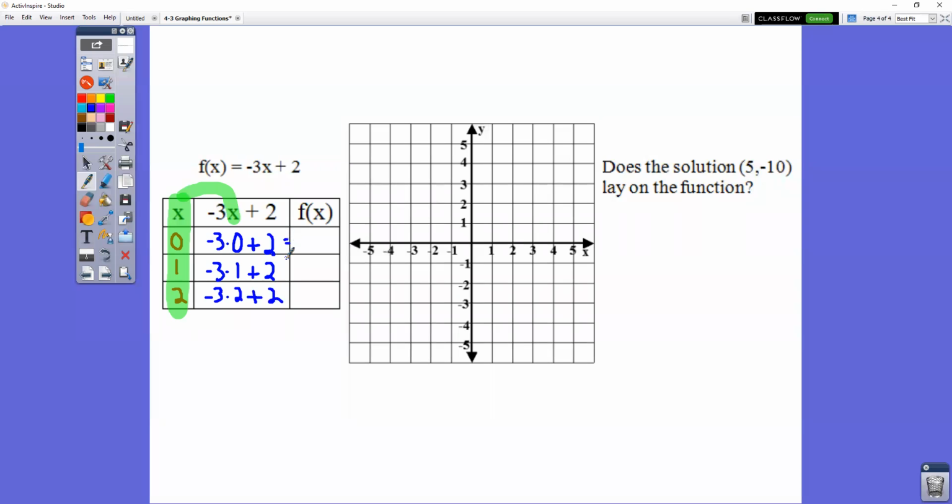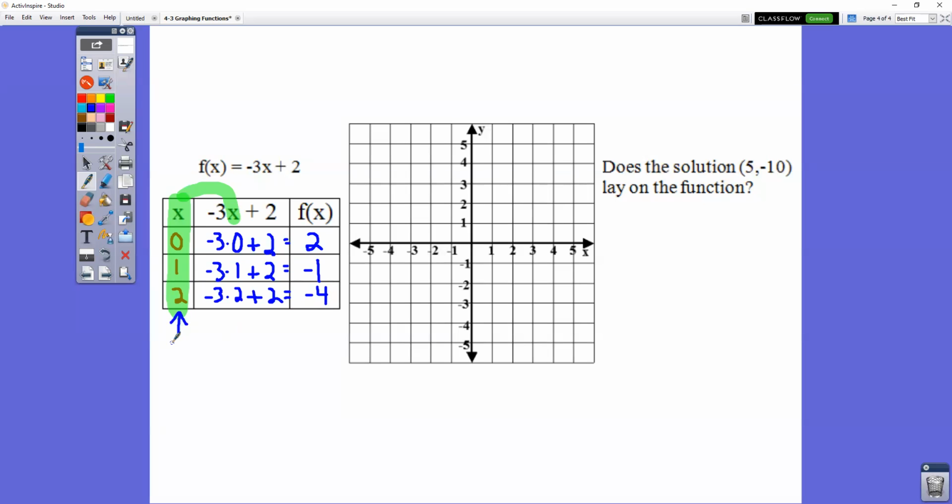Take these and actually type them right into the calculator. Again, if you're going to do them in your head, make sure that you do the multiplying first. Otherwise, you'll get the wrong answer. -3 times 0 is 0, plus 2 is 2. -3 times 1 is -3, plus 2 is -1. And -3 times 2 is -6, plus 2 is -4.